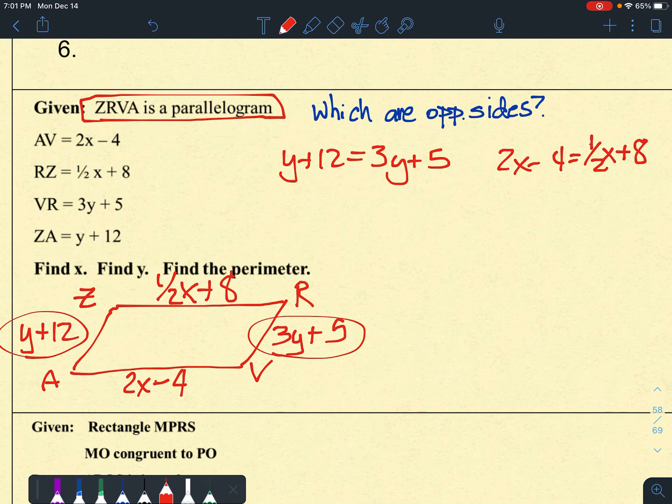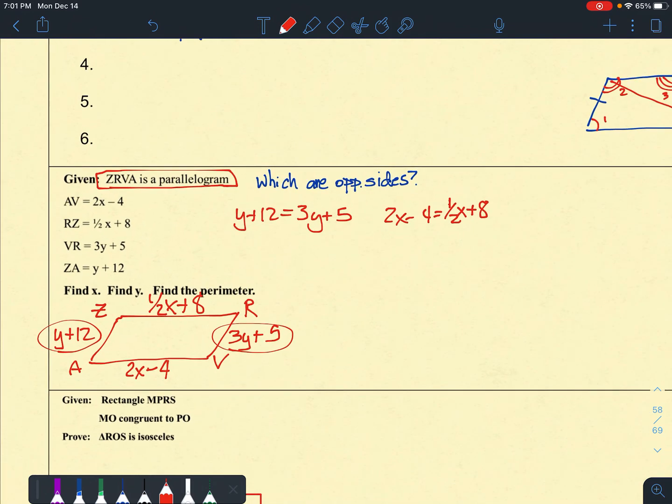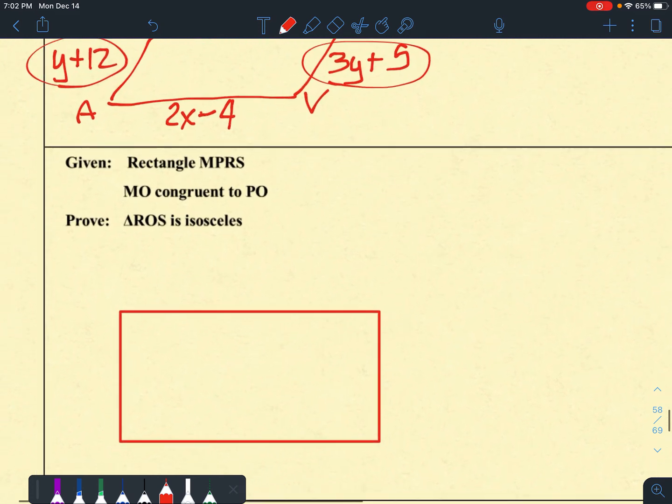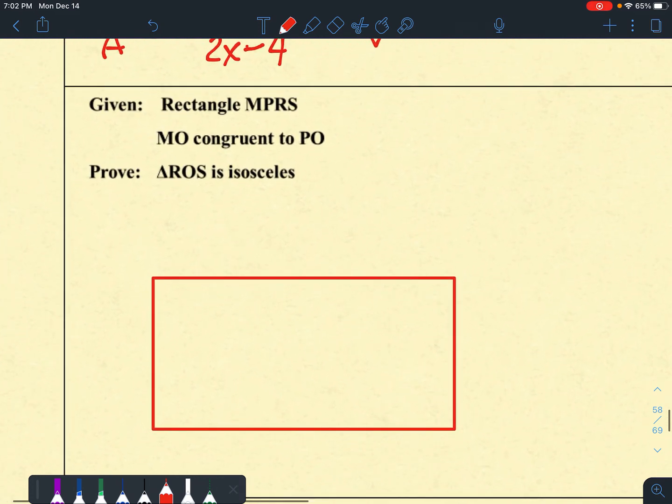I'm not going to spend time solving the algebra of those two problems because they're not difficult to solve. All right? Finally, if you're given a problem and they don't give you the drawing, you need to create the drawing.